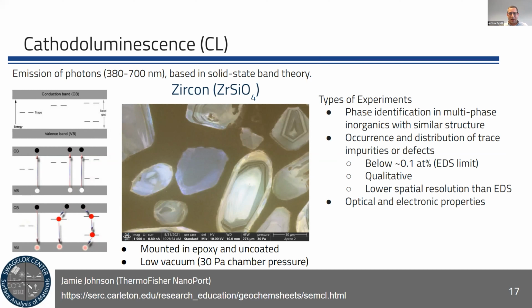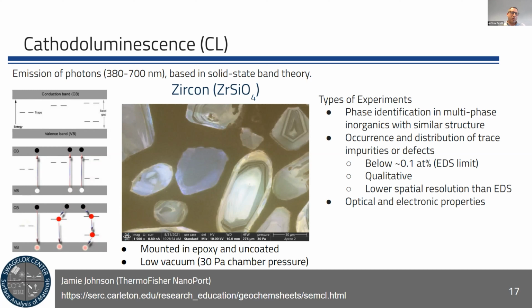And this is based in band theory, but with the cathode luminescence detector, we can get phase identification in multi-phase or inorganics that have similar structures. It can also be used to determine if there are trace elements or trace impurities or defects and where those are distributed. And this is below the detection limit of EDS, so below approximately 0.1 atomic percent, although it is qualitative.